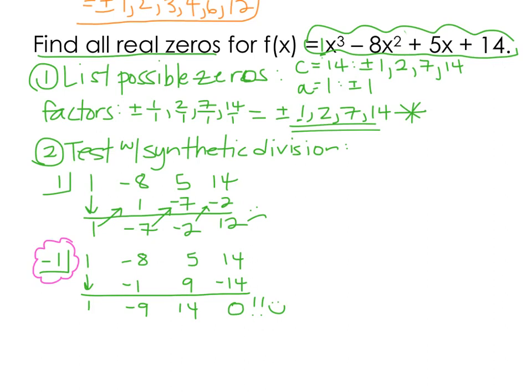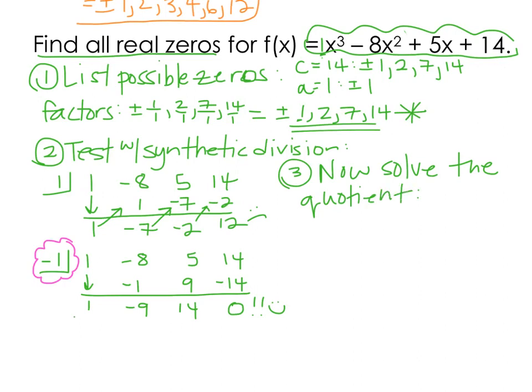Now we're on to step 3. We're going to solve what's left over. And what do we mean by what's left over? We mean the quotient. Remember, when we did synthetic division, the numbers down below represent the coefficients for our quotient for the division problem. The 1 is going to coordinate with 1x squared because it's always one less degree. Minus 9 is minus 9x, and then the 14 is our constant, plus 14.